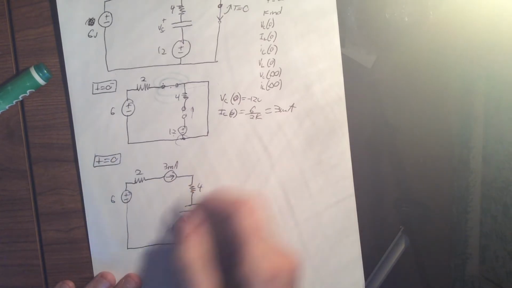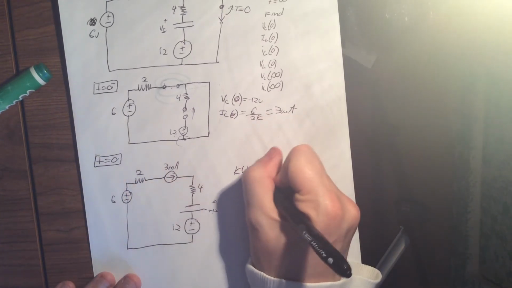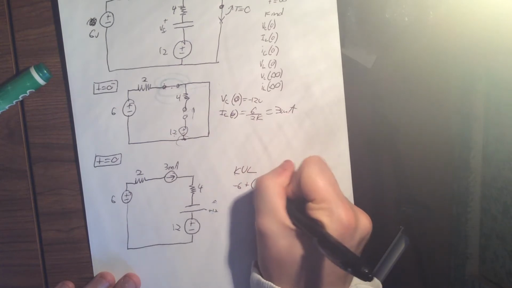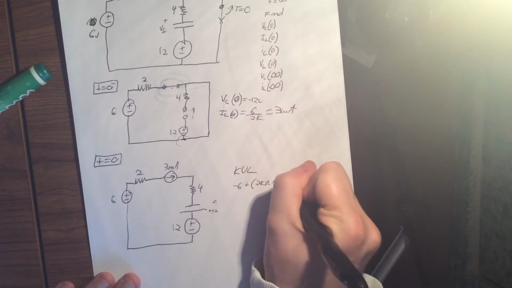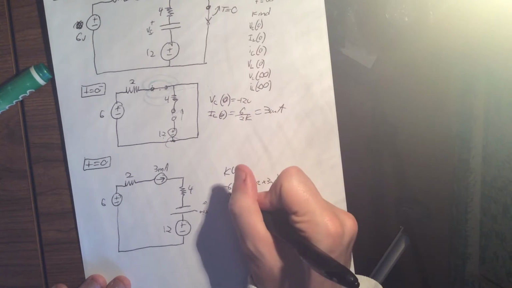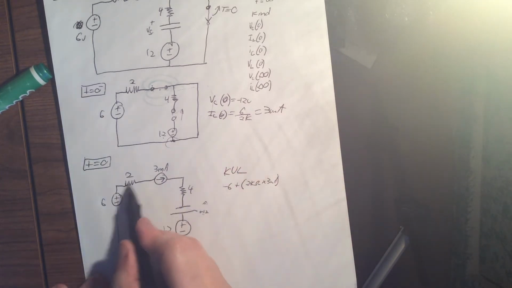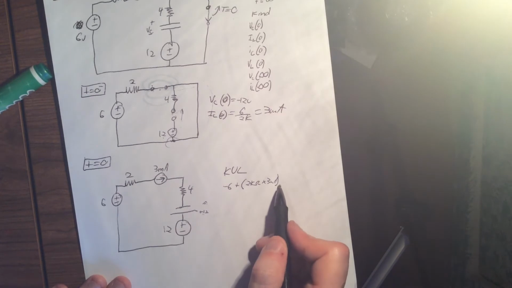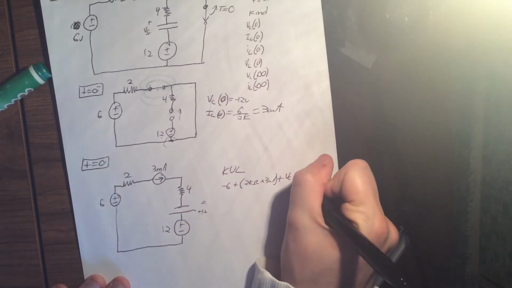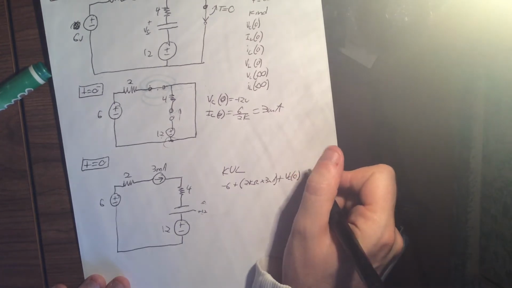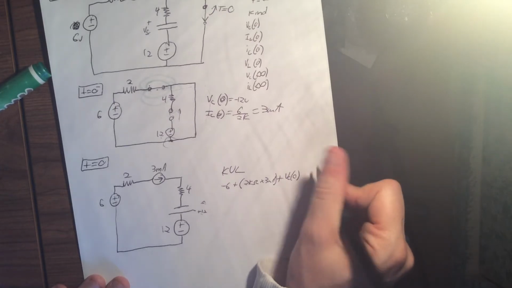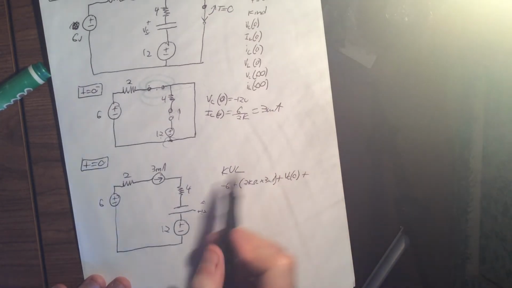So if we want to do KVL, we have one loop here. I'm going to get -6 plus 2 kiloohms times 3 milliamps. And that's the first bit. Voltage, resistance times current, V equals IR, plus VC of 0. Okay, good. Plus, all right, so now we've got this one.